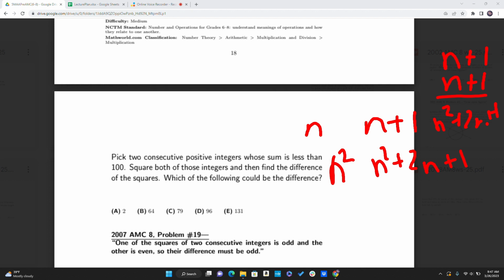And then we want to find the difference of that. So we want to subtract them. So n squared plus 2n plus 1 minus n squared. Now we have 2n plus 1. Okay? Which of the following could be the difference?